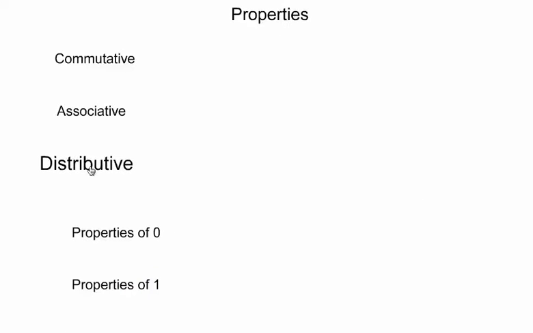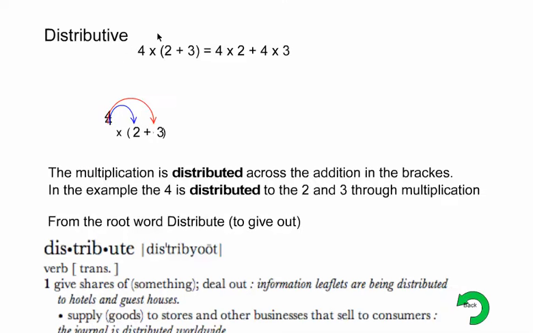Then we have the distributive law. To distribute is to give out. Notice here the 4 is being given out to the 2 and to the 3 through multiplication, and that's what's happening up here. So 4 times (2 plus 3) is the same as 4 times 2 plus 4 times 3. Notice over here we have one 4, but over here we have two 4s. The 4 has been distributed, given out. The multiplication is distributed across the addition in brackets. In the example, the 4 is distributed to the 2 and to the 3 through multiplication. This is from the root word distribute, to give out. And that's it for the 3 laws.